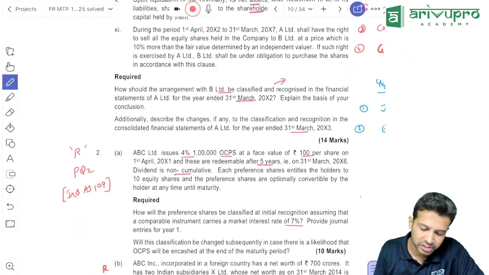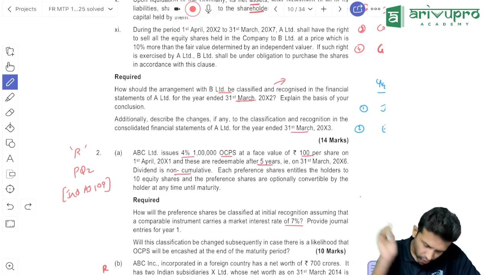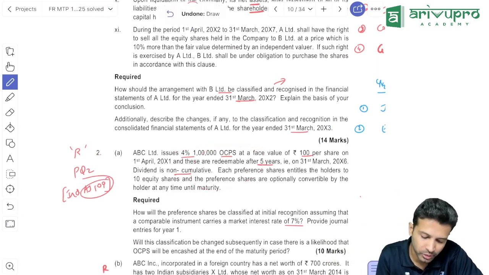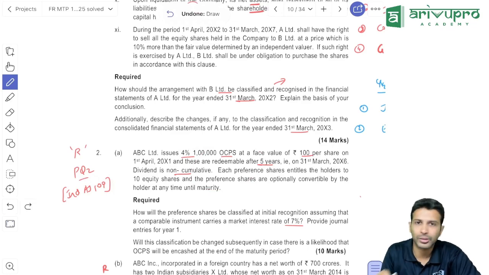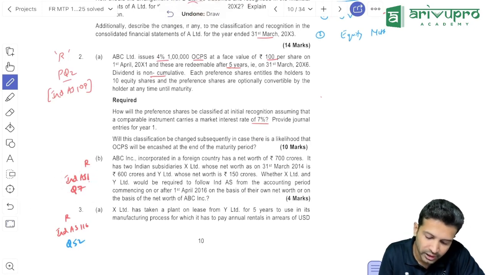Question number 2A is practice question 2. Now, you remember I said I added some practice questions, right? We have covered the same question in practice question number 2. In the Ind AS 109 topic, you'll find the ditto question. 2B is Ind AS 1, question number 7.